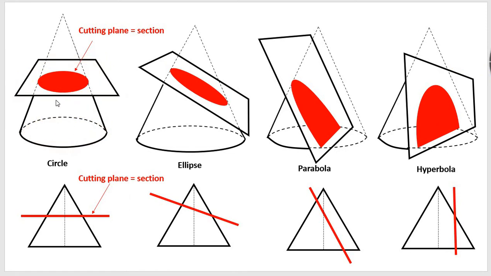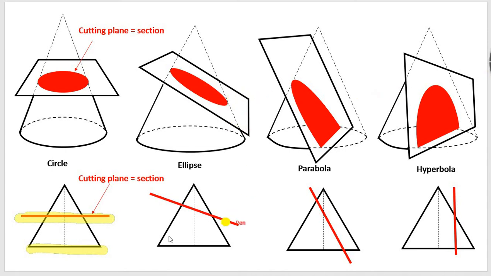That means you are cutting the cone exactly parallel to the base. This is the base and this is a cutting plane. When the base and the cutting plane are exactly parallel, then the section you get is your circle.